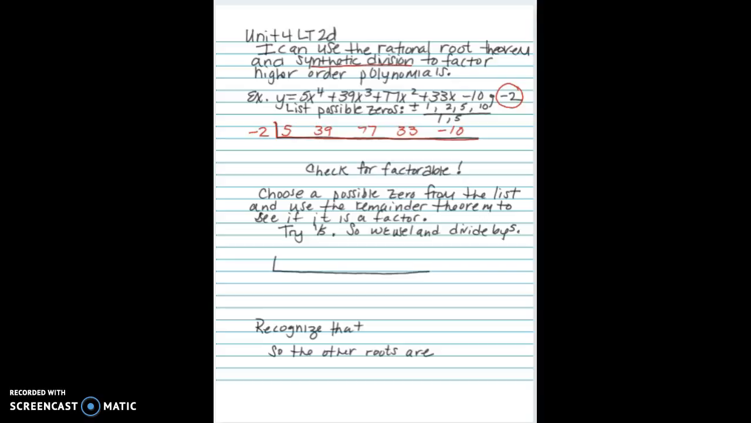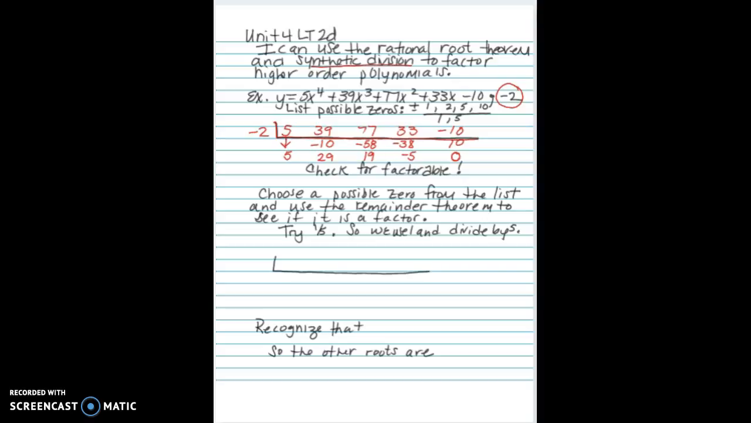Now I'm going to use synthetic division like normal, bringing down the first term. -2 times 5 is -10. 39 plus -10 is 29. -2 times 29 is -58. 77 plus -58 is 19. -2 times 19 is -38. 33 plus -38 is -5. -2 times -5 is 10. -10 plus 10 is 0.